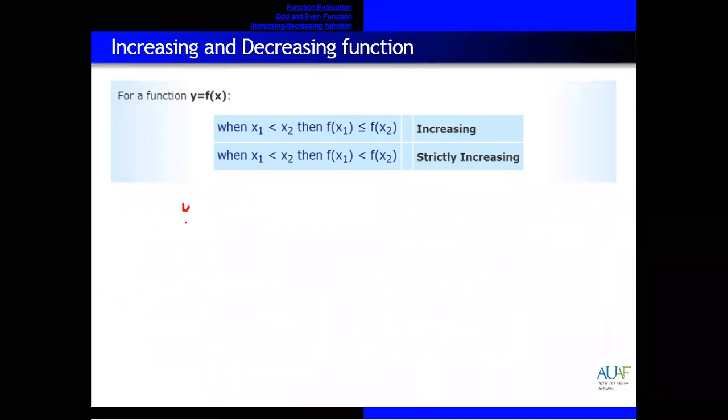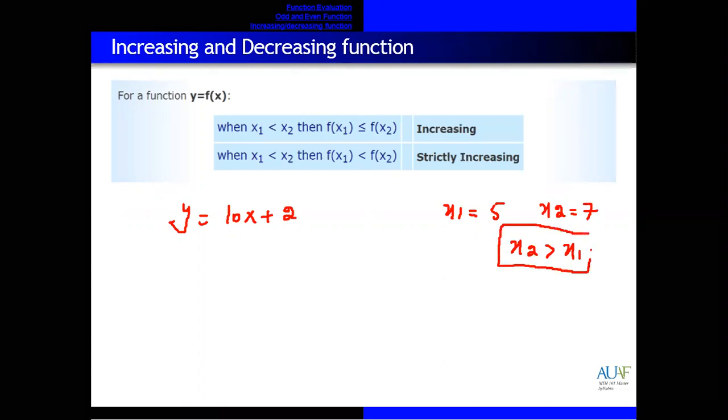We have a simple function y = 10x + 2. Now select two numbers like x1 = 5, x2 = 7. You can see here x2 is greater than x1. This is the condition that x2 must be greater than x1. Then y2 greater than y1. This condition is for an increasing function. Now we know that 7 is greater than 5.